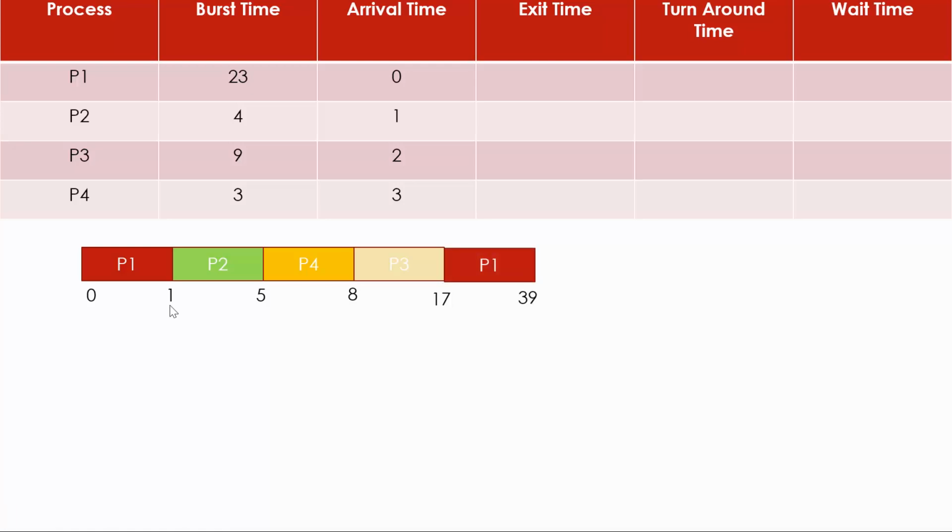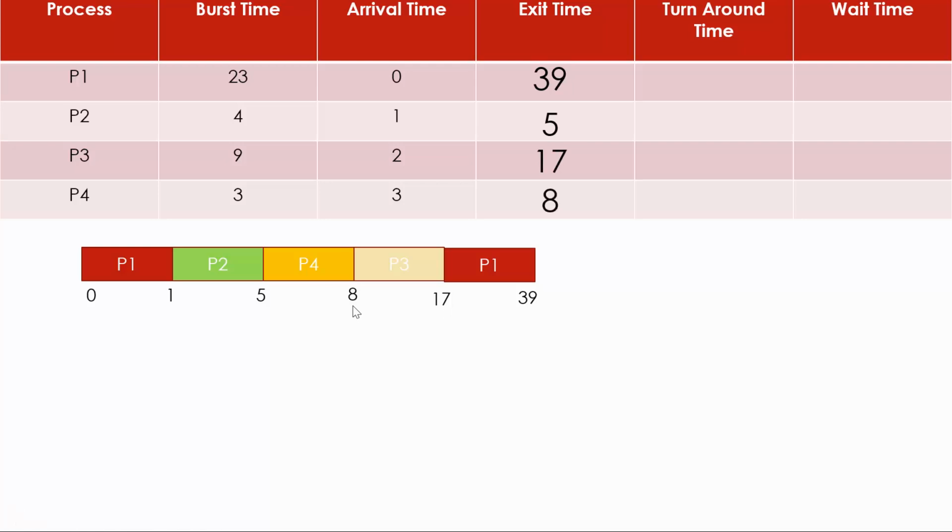Now that we have our chart, we're able to calculate the exit time. And remember, the exit time is when it leaves and not going back into the queue. So P1 left at the 39-second mark. P2, when is the last time we saw P2? That was right here at the 5-second mark. What about P3? The last time we saw P3 was right here at the 17-second mark. And what about P4? We saw it last right here at the 8-second mark.